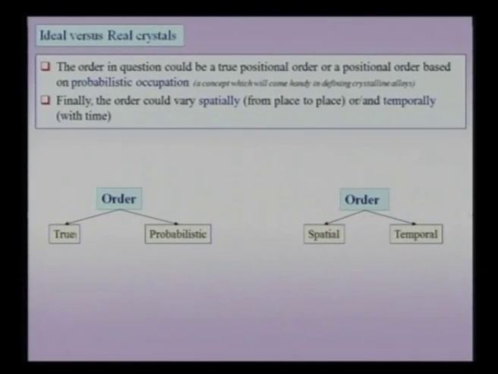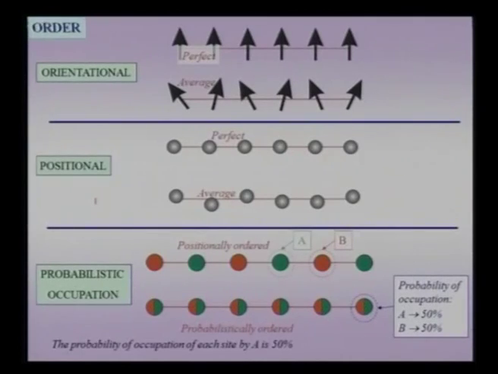So when you are talking about true order versus probabilistic order, this is perhaps an illustrative slide which will put in perspective what I mean by orientational order, positional order: orientational order in the true sense, orientational order in the average sense, positional order in the true sense, positional order in the average sense, and finally probabilistic occupation order in the true sense, or how do I define my probabilistic occupation order.